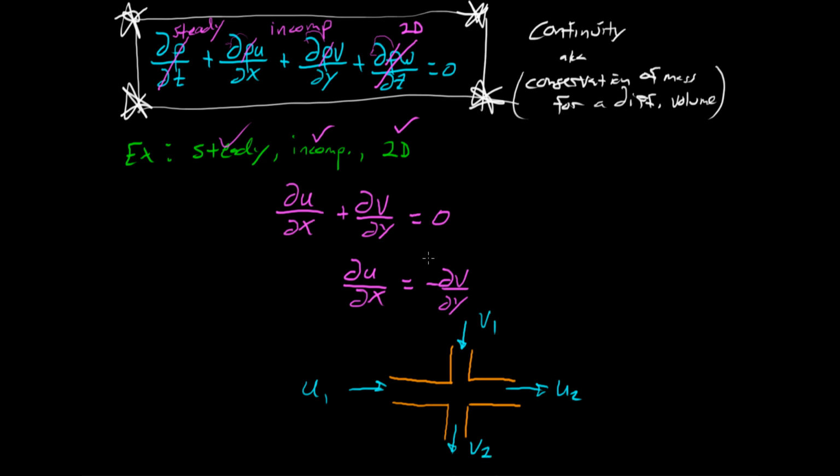What this is saying, this du dx is equal to negative dv dy, is that if there's a change in u, that change has to be reflected equal and opposite in v. In other words, what this can be interpreted to be saying is that u2 minus u1 has to be equal to negative v2 minus v1. And so if you knew some of them, you could find the others, and so on and so forth.